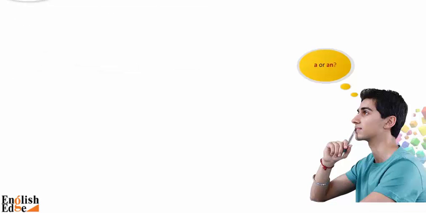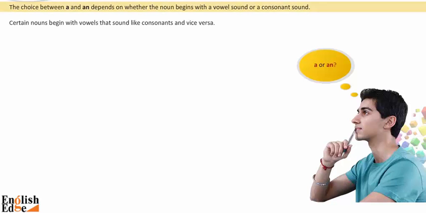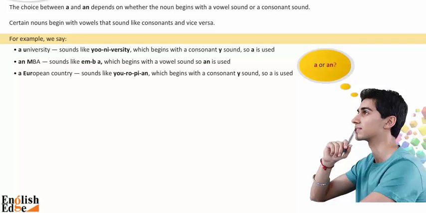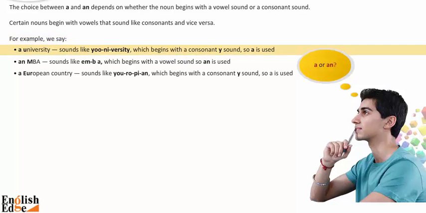Let's see how the usage of a is different from that of an. The choice between a and an depends on whether the noun begins with a vowel sound or a consonant sound. Certain nouns begin with vowels that sound like consonants and vice versa. For example, we say a university. The word university sounds like yuniversity, which begins with a consonant sound y.